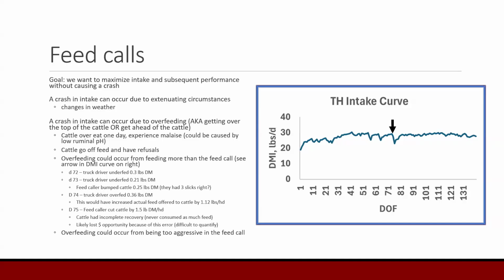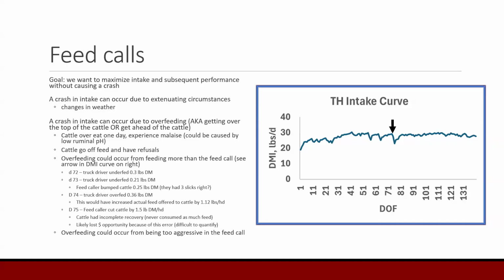So a crash in intake can occur due to things out of our control. Barometric pressure. Cattle will not eat as much feed if a storm front comes in, okay? Excessive shifts in temperature. If you take an animal from thermal neutral, and then one day you have all of a sudden an increase in ambient temperature, they're not going to eat as much. So there's a lot of things that can impact feed intake by animals that we can't control.